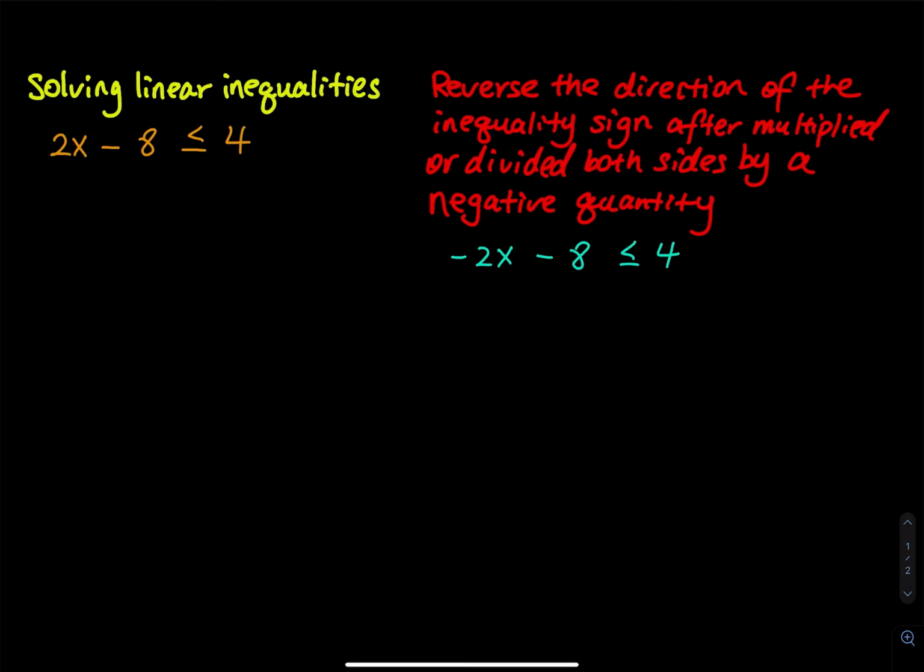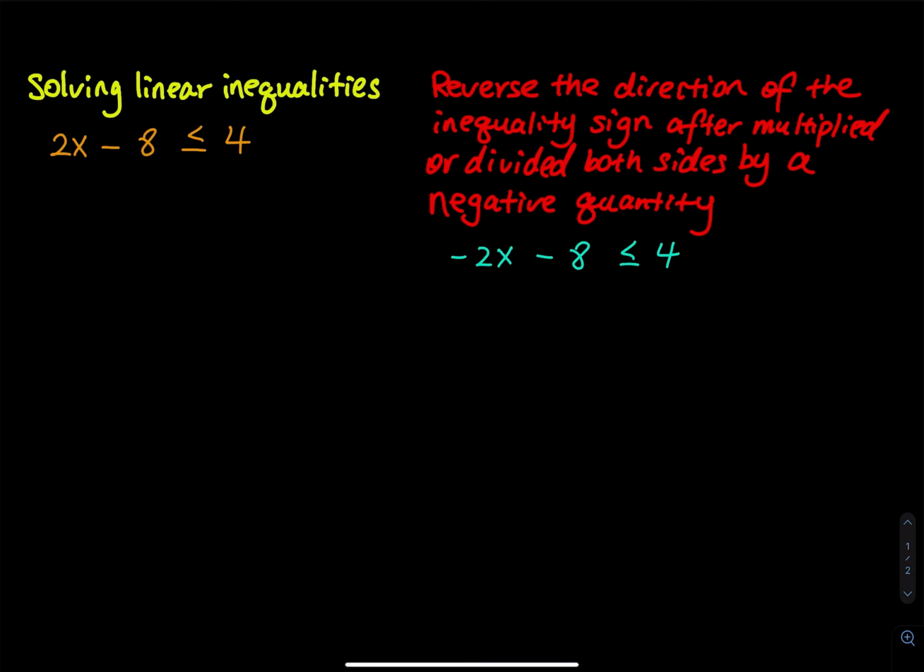When people talk about solving linear inequalities, the first thing to mention is right here: you have to reverse the direction of the inequality sign after you multiply or divide both sides by a negative quantity. I'm going to use two similar examples to explain this. This one has a 2x, this one has a negative 2x. The signs are both less than or equal to. Let's see what the difference is.